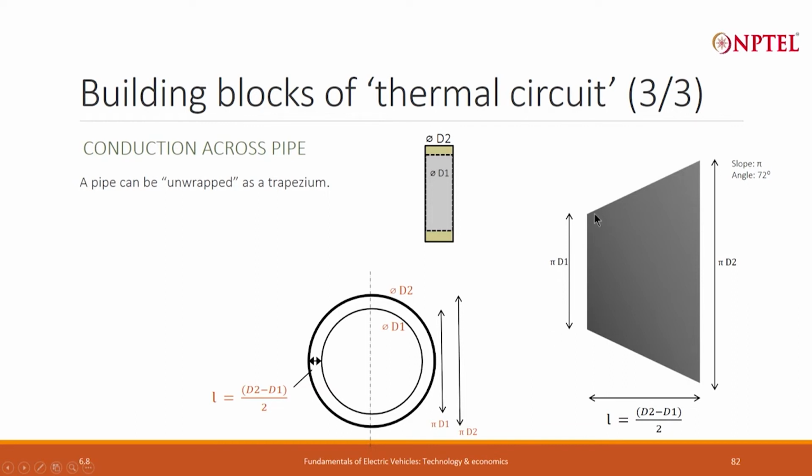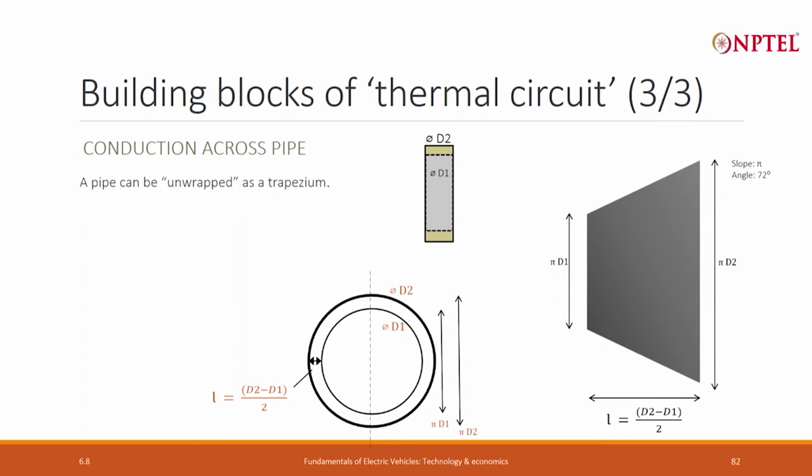and you can figure out what will be the slope of this. The slope of it will be equal to pi. I will leave it to you as an exercise to figure out why, and therefore tan inverse of pi, which is 72 degrees, will be the angle of the trapezium. And we also know that the length of this trapezoidal slab is equal to the difference between the two diameters divided by 2. So, this length L is (d2 minus d1) by 2. So far so good. Heat is entering from the smaller face of the trapezium and exiting from the bigger face of the trapezium, but this is still not like the slab that we know how to deal with.